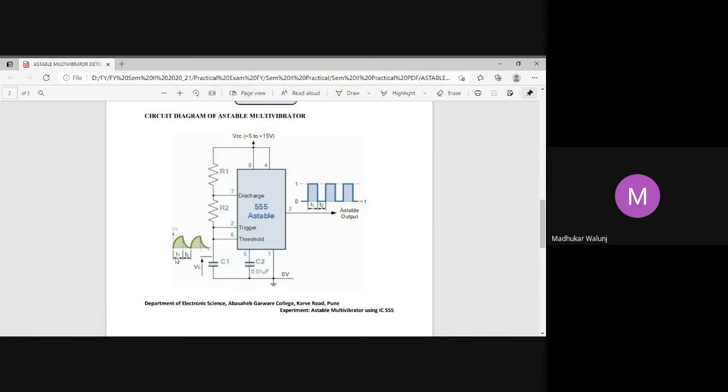Here the capacitor charging time is considered T1. You can see the output is high for that time period, and T2 is considered the discharge of the capacitor, when the output is low. So the total time period of this output is T1 plus T2. We can say the total time period T equals T1 plus T2, and finally we can find the frequency F equal to 1 upon T.